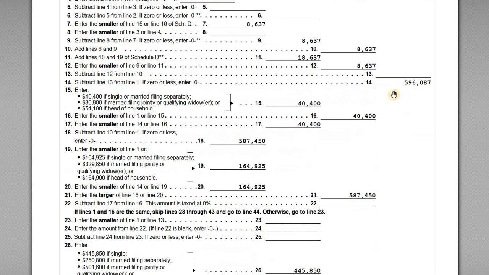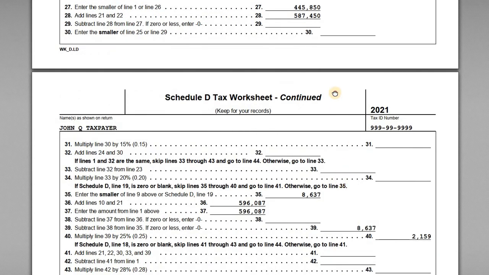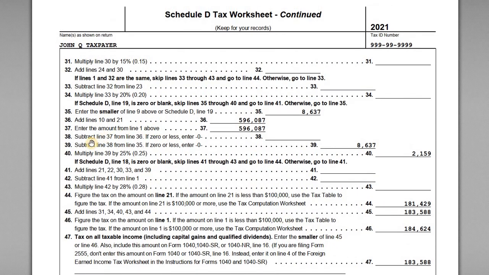But the important piece here to remember is if we go to page 2 of the worksheet, this is the relevant section that's important for us, right? So lines 35 through 40. This is where we report the unrecaptured 1250 gain that is subject to the maximum tax rate of 25%. So what we have here is the amount of unrecaptured 1250 gain, 8,637, that's being subjected to this maximum rate, reported here on lines 39 and 40.